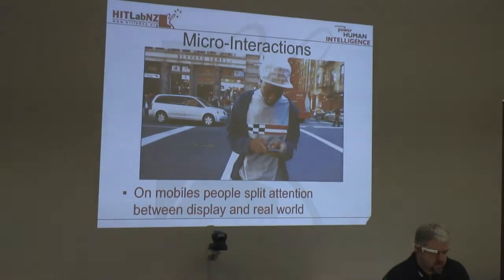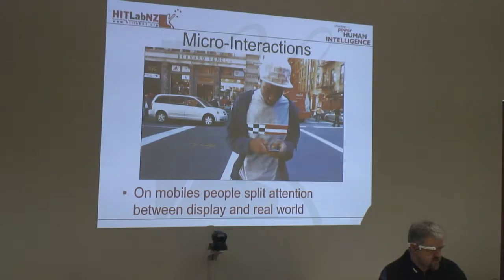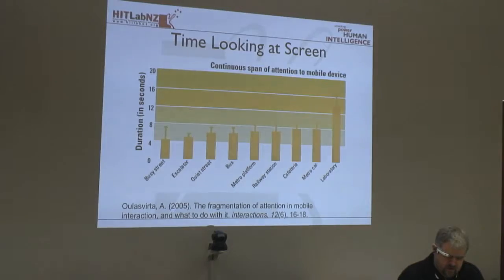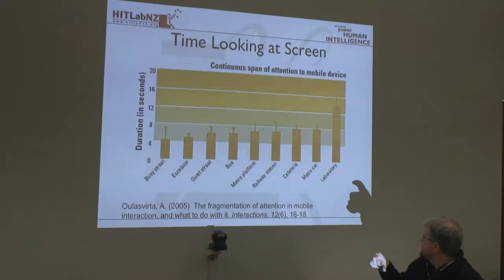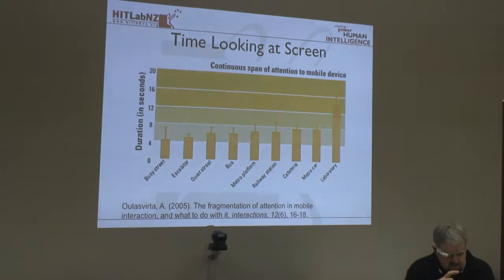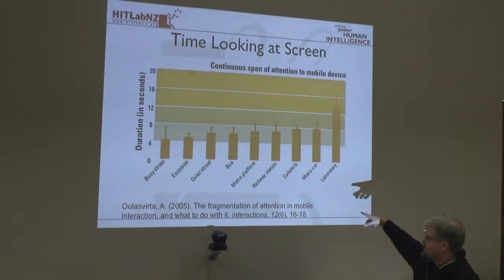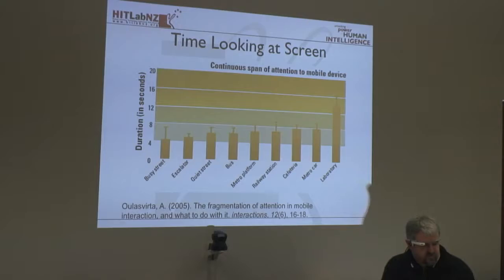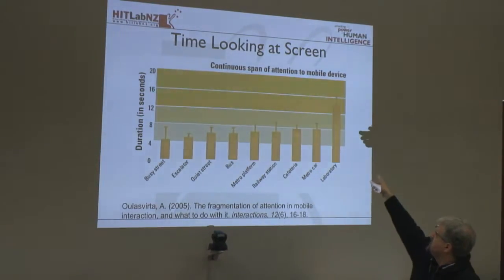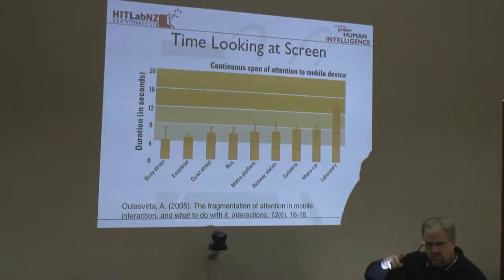So when you're using a mobile phone, people typically split their attention between the display and the real world. For example, here's a study that was done by Antti Oulasvirta a few years ago, looking at the amount of time people would spend looking at a display. They asked people to read text from a mobile phone screen in different contexts. First of all, in the laboratory, so they took them into a lab for a user study, and when they were reading text in the lab, people averaged about 12 seconds looking at the screen before they looked away.